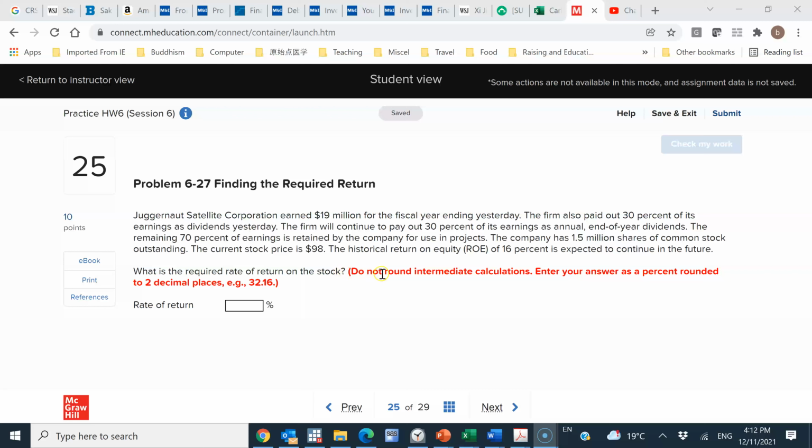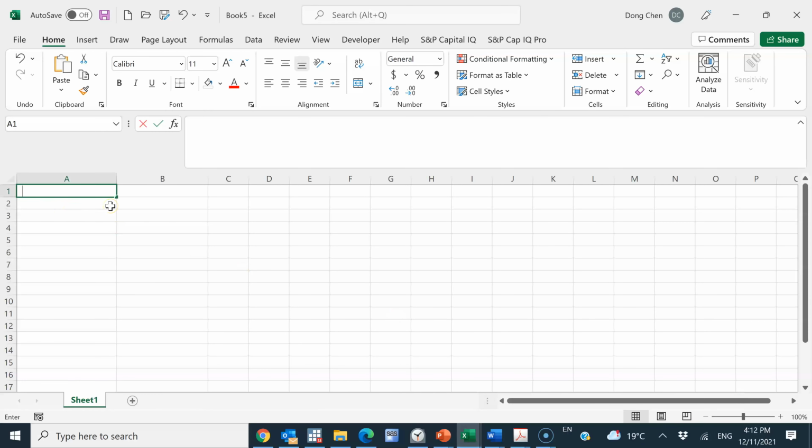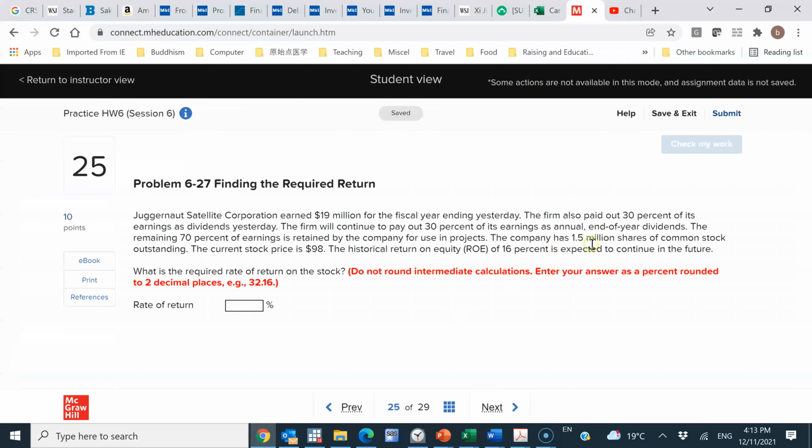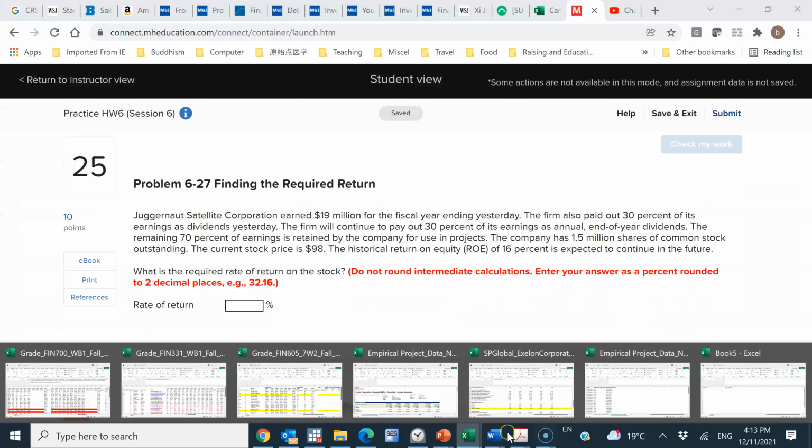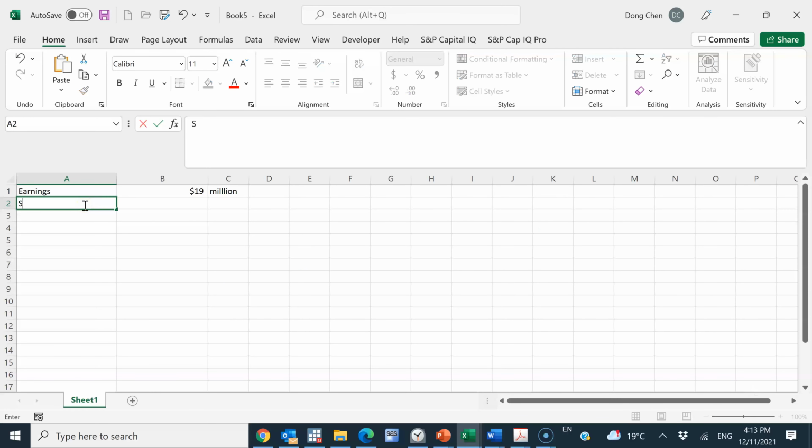And the rounding requirements: do not round in intermediate calculations, and to answer as a percent, round it to 2 decimal places. So to link the questions together, first it's helpful to put all the information down in the worksheet. The first one is the earnings, and this is 19 million, just to put this unit here. And for that, we can also immediately put the number of shares outstanding, right? Because we can then calculate the earnings per share.